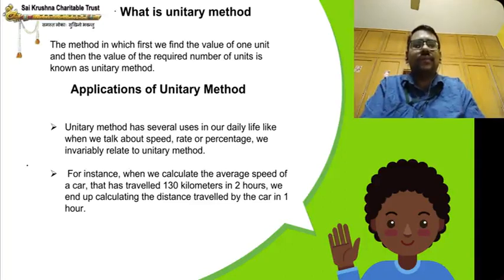So for the car, what is the speed? What is the average speed of the car? It has traveled 130 kilometers in 2 hours. We end up calculating the distance traveled by the car in 1 hour. So in 2 hours, 130 kilometers. In 1 hour, it is 130 by 2, 65 kilometers.